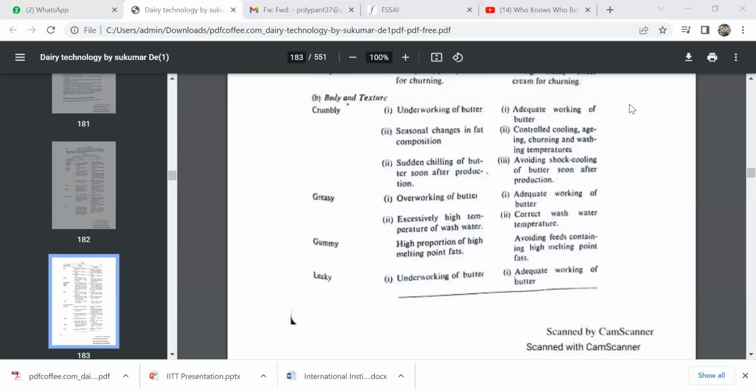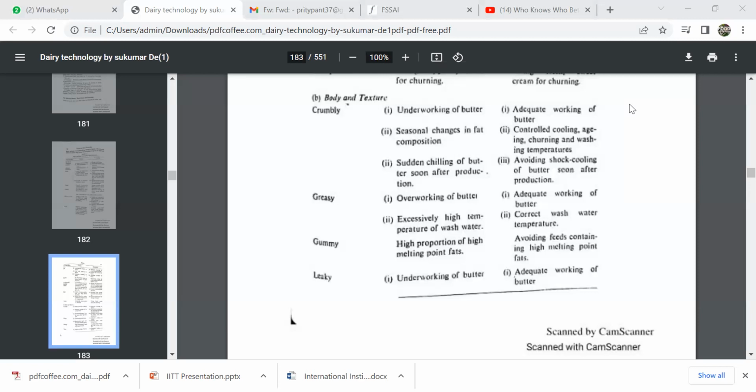और for gritty defect due to undissolved coarse salt in butter and incorrect salting of butter. उसके लिए proper grinding of salt should be done and correct salting of butter should be done. Third kind of defect is color defect.